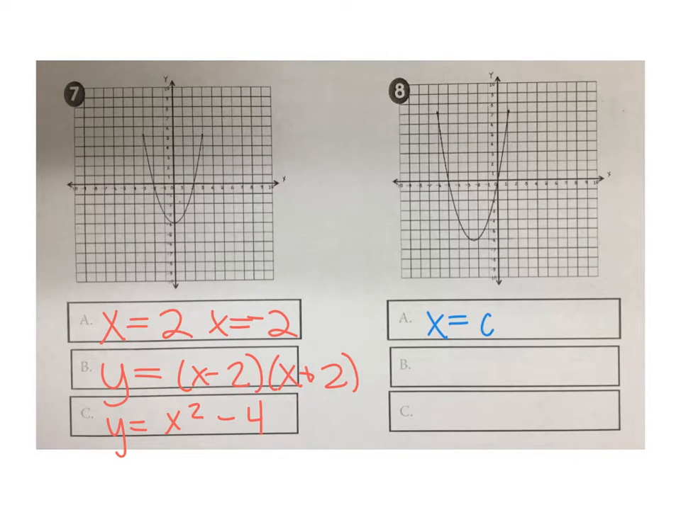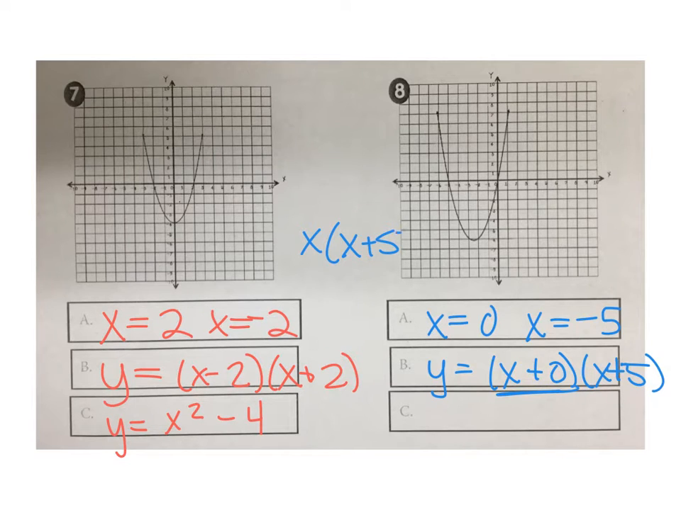Okay, number 8, we have a zero at 0, and we have one at -5. So x plus 0 and x plus 5. Now really, you don't need that 0, so you could have written it out like this if you wanted to. When we do this one, we get x squared plus 5x. Yes, you could have a plus 0, but really anything plus 0 is itself, so you don't really need the plus 0. And that is how you determine the zeros and write an equation for factored and standard form from a graph.